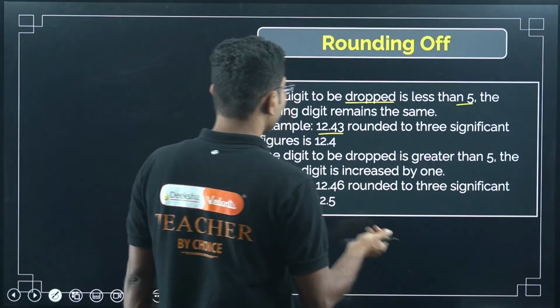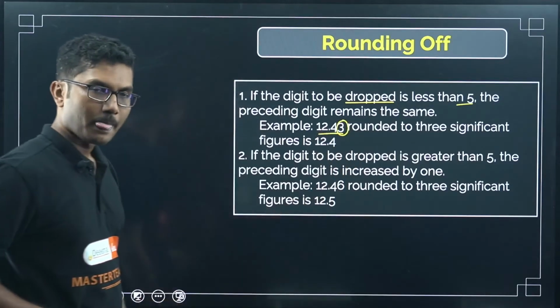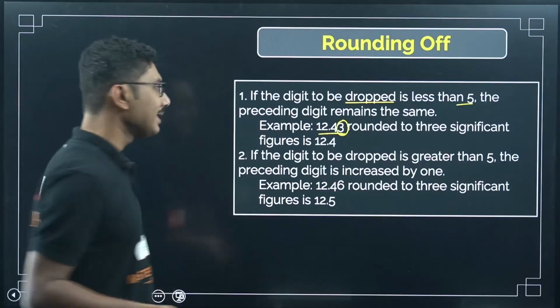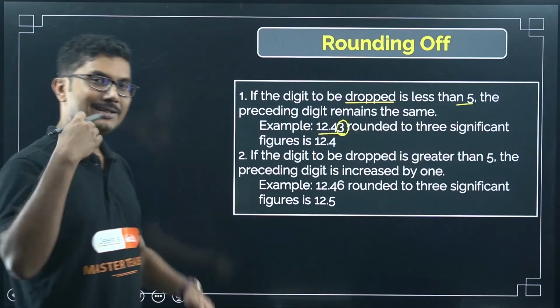In that case, which number are you dropping? You are dropping 3, right? So is this number less than 5? Yes, then you don't need to bother about it, you can simply drop it. Dropping means removing it.